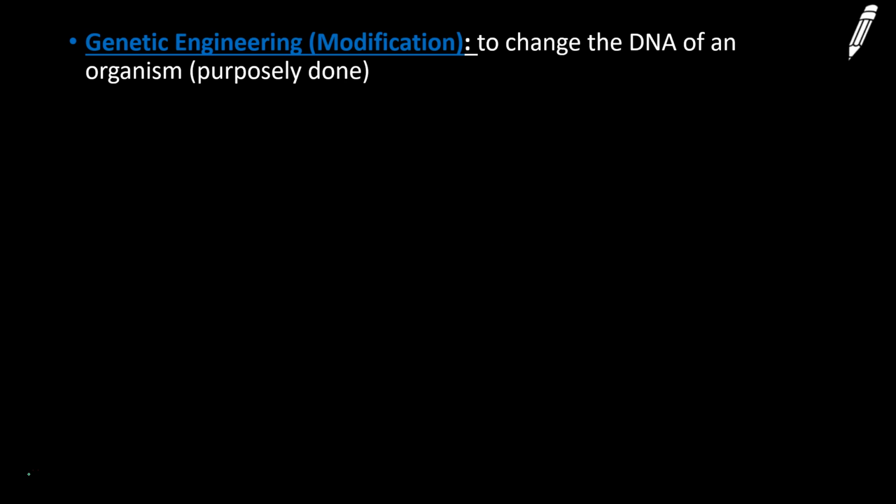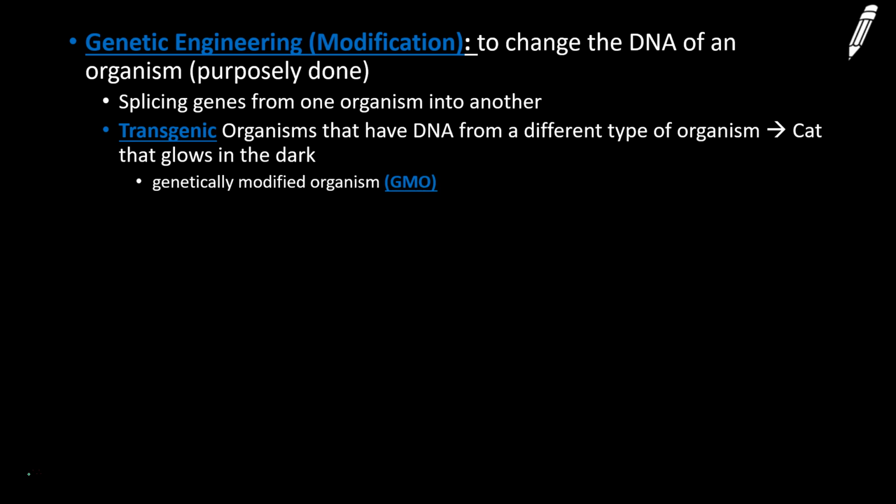Before we get into the process, let's go over some basic vocabulary. The first one that we have is genetic engineering, sometimes called genetic modification. All that means is to change the DNA of an organism purposefully, to do it with intent. Essentially, it's splicing genes from one organism and inserting them into another one. When we do that, the organism that has new DNA, we call a transgenic organism, sometimes called a genetically modified organism, or GMO for short.